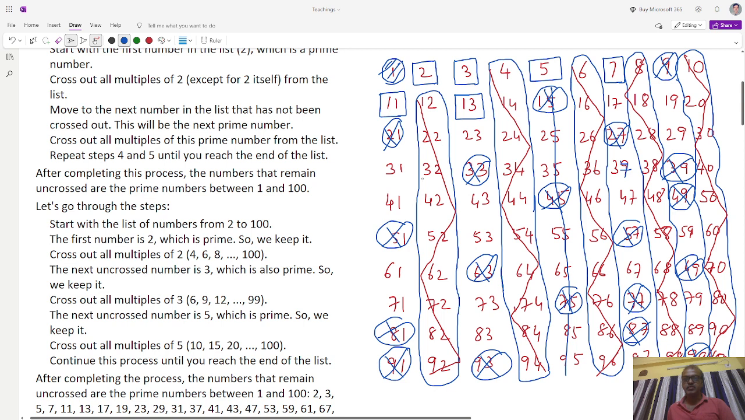Within 100, these are the multiples of 13 and all are crossed out. After that, the number which is not crossed out is 17. So 17 is a prime number. We put it in a box. Then we have to cross out the multiples of 17.